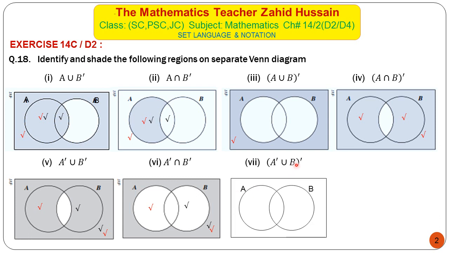A complement union B whole complement. Now A complement is the region outside circle A, this one and this one. The regions which belong to set B are this one and this one. Because we are asked to shade union, we will shade the regions which have one tick or two ticks, so this region and this region. Sorry, because we are asked to shade the complement of this, complement means we do not need these regions, so we will take this region only.